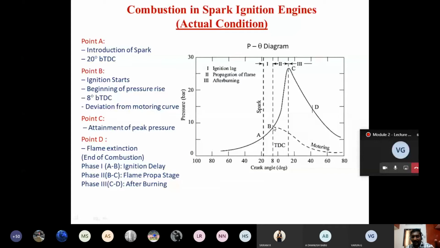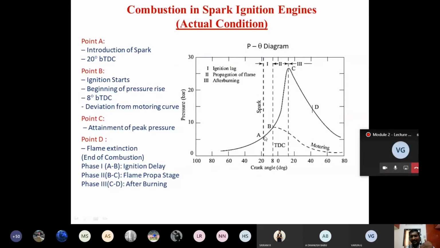But remember, in the real case, what will happen? In theory, we say that as soon as the piston reaches the TDC, a spark is introduced. But in reality, that is not the case. We will introduce the spark a little bit early, before the piston reaches the TDC. In this P theta diagram, they represent that 20 degree before TDC, spark is introduced. I'll come to the angle turned later. As of now, consider that this is the place where the spark is introduced.